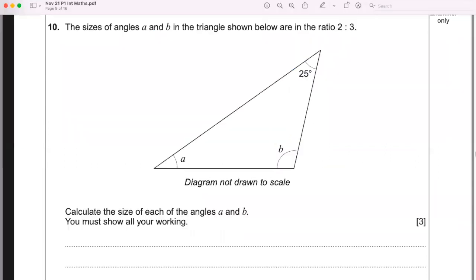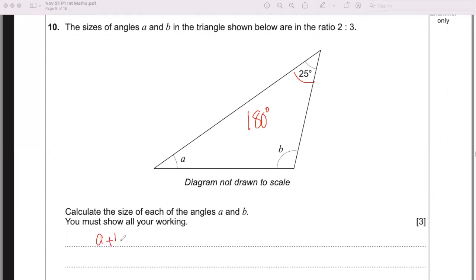Here you go. Question 10. The sizes of angles A and B in the triangle shown below are in the ratio of 2 to 3. Now, that means this question is something to do with ratio. Okay, calculate the sizes of each of the angles A and B, and they're telling you this is 25 degrees. If that is 25 degrees and you know angles in a triangle add up to 180 degrees, you can actually work out the total of A and B. That's the first thing we would do, yeah?